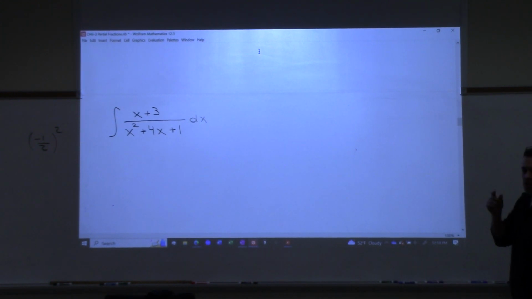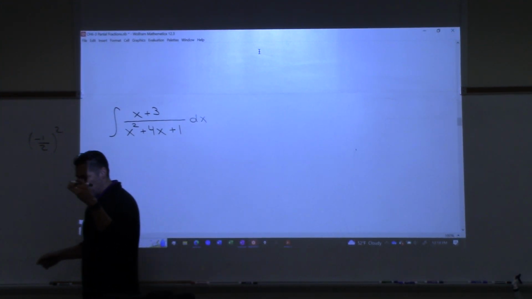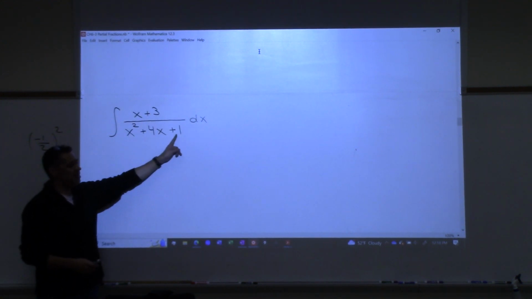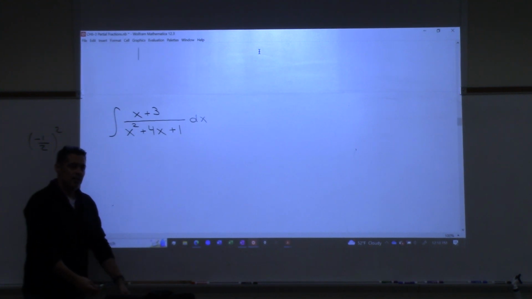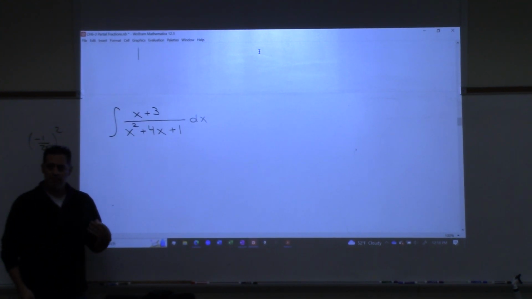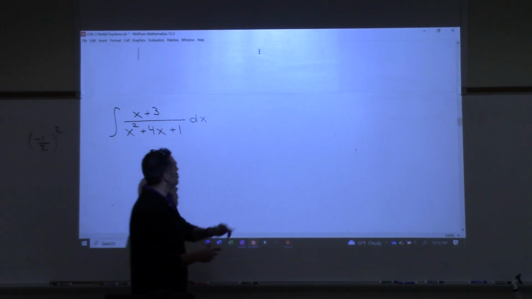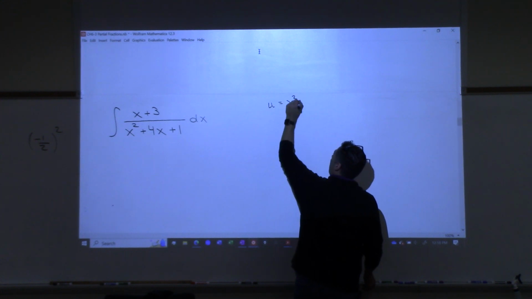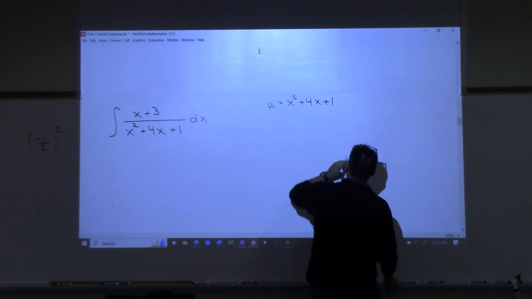All right. So first thing I do is I look at this and I have to realize I have a linear expression on top of an irreducible quadratic. That's linear and that does not factor. I have to see that to begin with. Once I'm there, I'm going to use the method of making u equal the denominator. I'm going to make a basic u substitution. U is equal to x squared plus 4x plus 1.